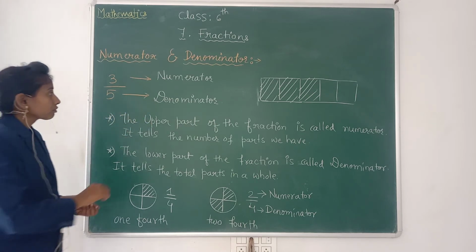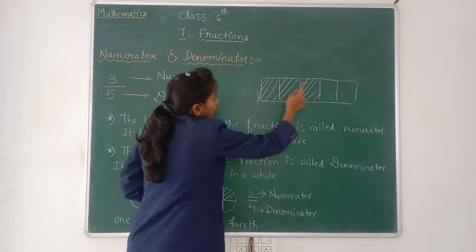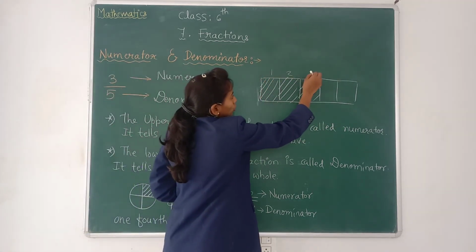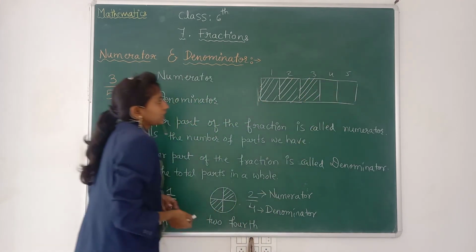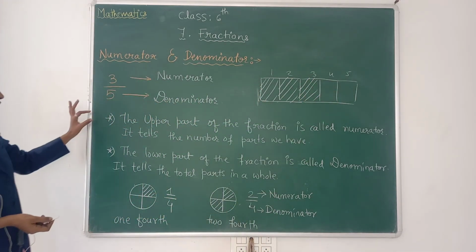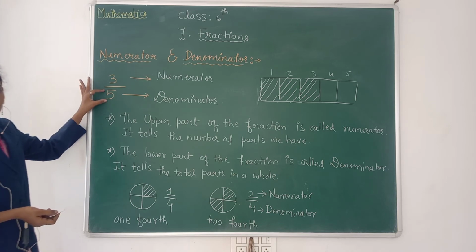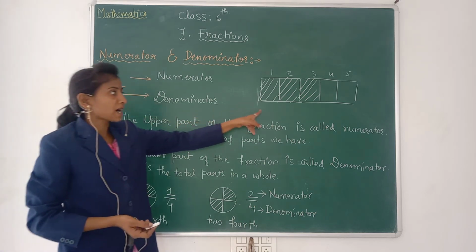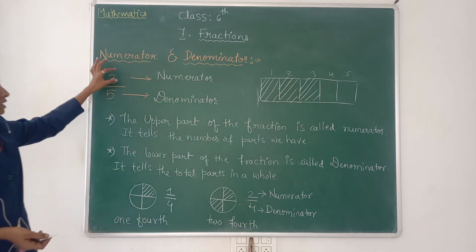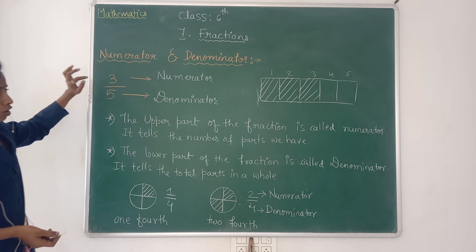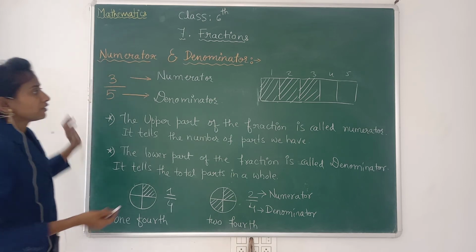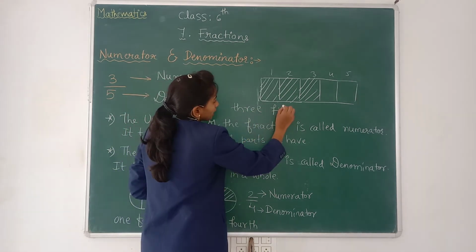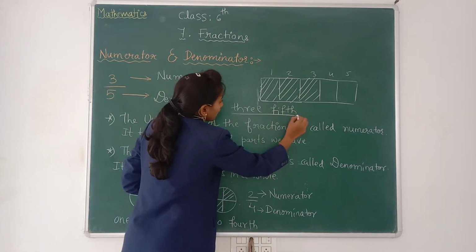See here, this is one rectangle. In that rectangle we have made 5 parts: 1, 2, 3, 4, 5 parts. How many parts you made indicates the denominator, and how many parts you are considering, that is, how many parts you shaded, indicates the numerator. So it is read as 3/5. Like that you have to read fractions.